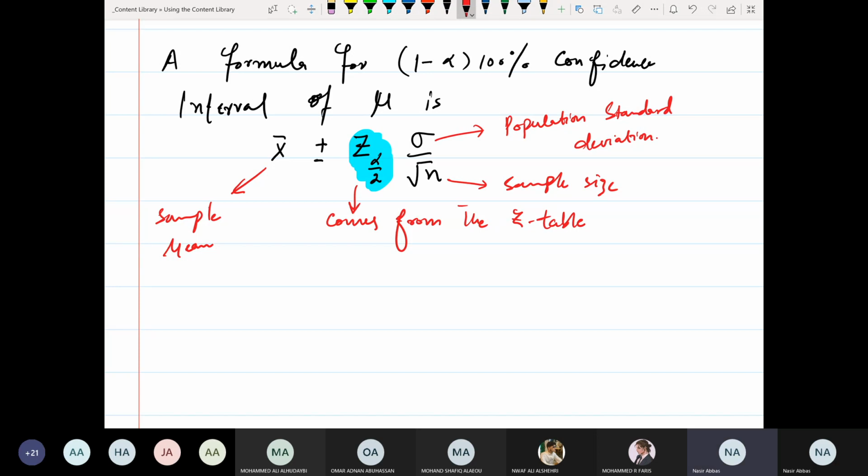So this formula of 1 minus alpha times 100% confidence interval for mu contains 4 things. X bar, which is the sample mean, Z alpha by 2, this is a critical value of Z that comes from the Z table, sigma, which is the population standard deviation, and N, which is the sample size. I'm going to explain how we get this value of Z alpha by 2 from the Z table. Before that, if you have any question from the remaining 3 components of this confidence interval, you can raise your hands now.